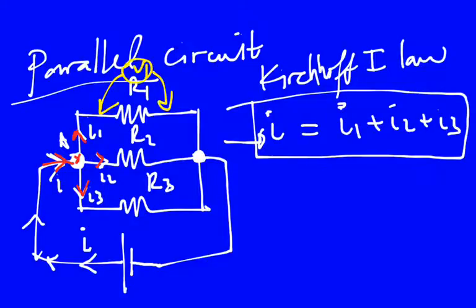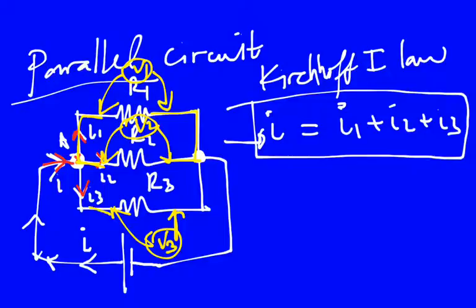Now look, let's suppose we measure the voltage difference at R1. This is called V1, and we measure the voltage difference at R2. Let's call it V2, and also we measure the voltage difference at R3, V3. So basically, if they are connected to the same point here, point A and also point B, their voltage differences are the same, right?